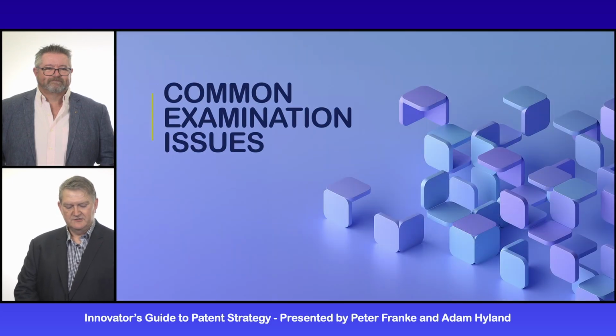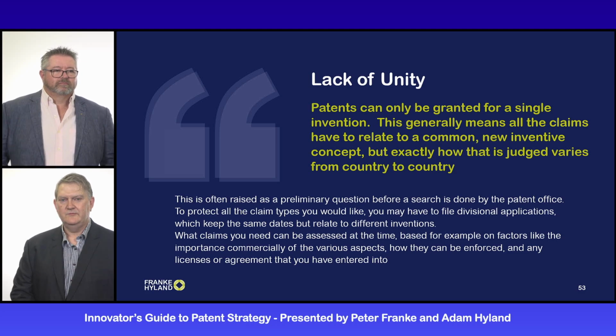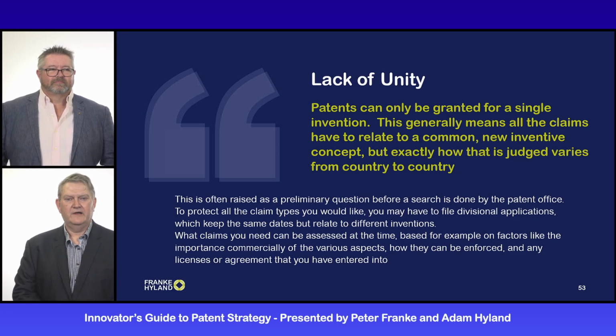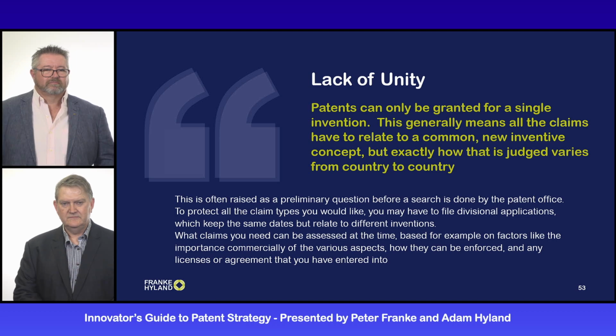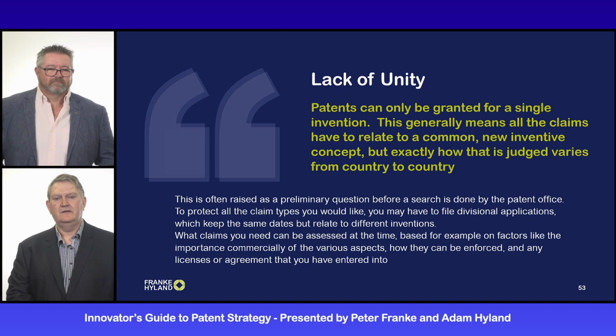So, common examination issues. I'm just going to run through this fairly quickly, just to give an idea of the sort of things that are going to come up. So, a lack of unity, which is, I appreciate, pretty dense patent jargon, but the point is the government only wants to grant you a patent for one invention. If under the rules that they apply, the Patent Office thinks your claims cover more than one invention, and the most usual definition of that is that they all relate to a common new inventive concept, then they'll object that you lack unity in your application.